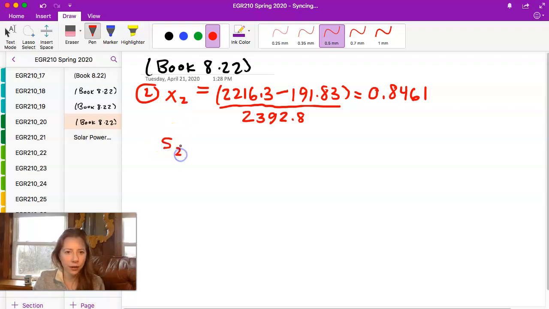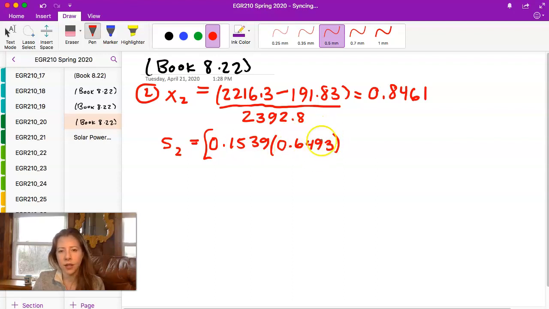Okay, so now we can calculate our entropy. Our entropy is going to be 1 minus 0.8461, which is 0.1539, times 0.6493. That's the saturated liquid entropy, plus 0.8461 times the saturated vapor entropy, which is 8.